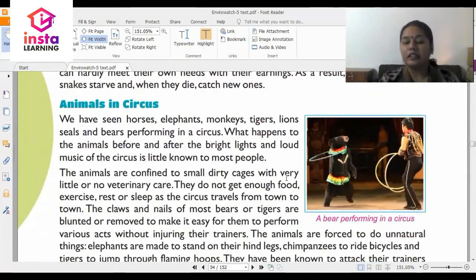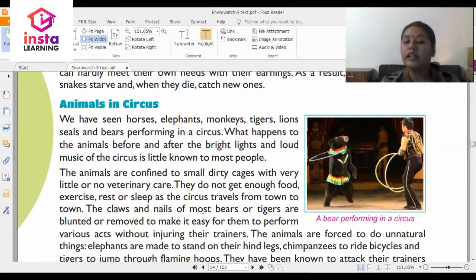Then you have animals in circus. If you've been to a circus, you might have seen a lot of shows wherein there's an elephant, there's a lion, there's a bear. We have seen horses, elephants, monkeys, tigers, lions, seals, and bears performing in a circus. What happens to the animals before and after the bright lights and loud music of the circus is little known to most people. The animals are confined to small, dirty cages with very little or no veterinary care. That means their health is not really taken care of. They do not get enough food, exercise, rest, or sleep as the circus travels from one town to another.